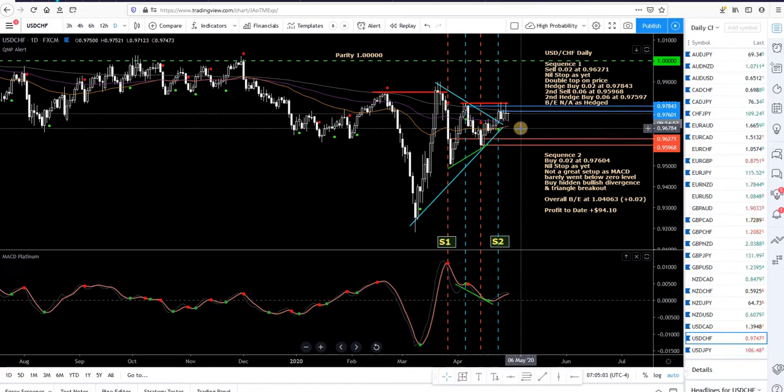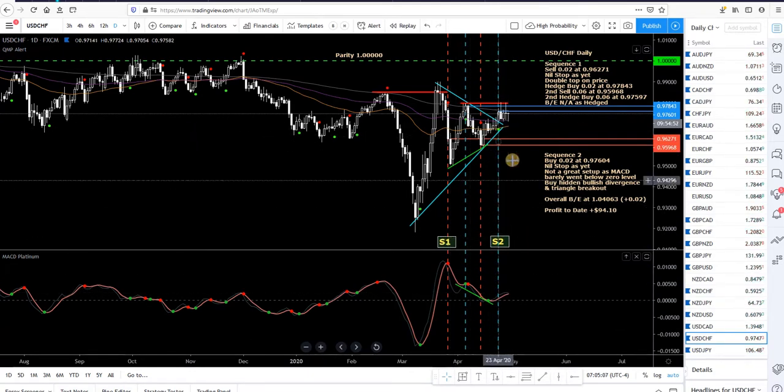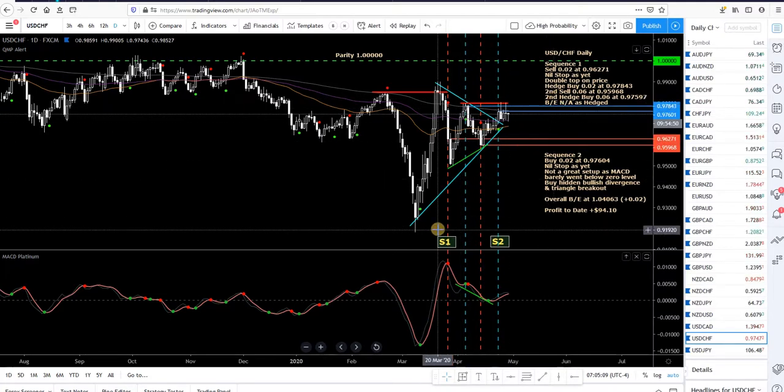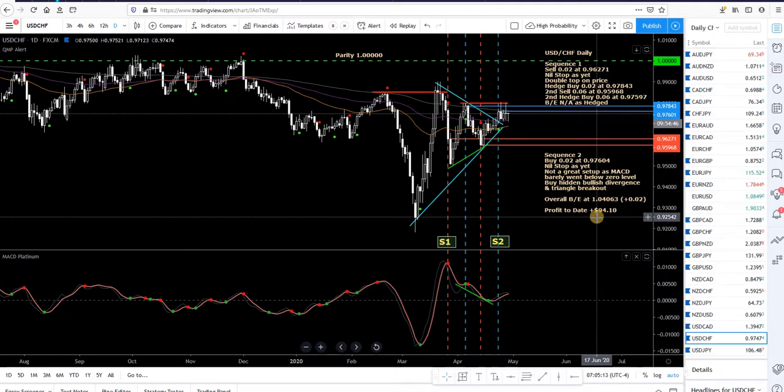So ideally now, MACD platinum's above the zero level. So I'm looking for a third sell on sequence 1 and a hedge sell on sequence 2. So you just have to be patient.